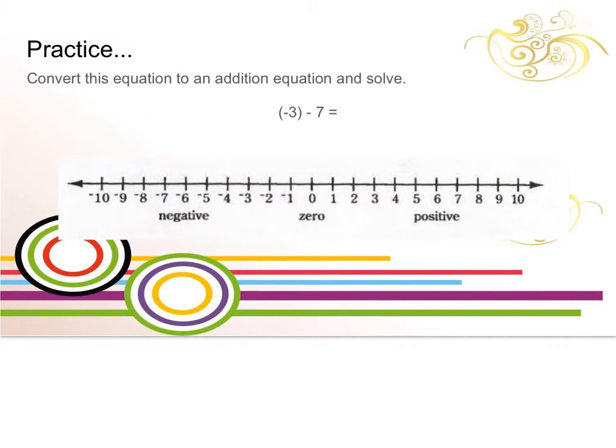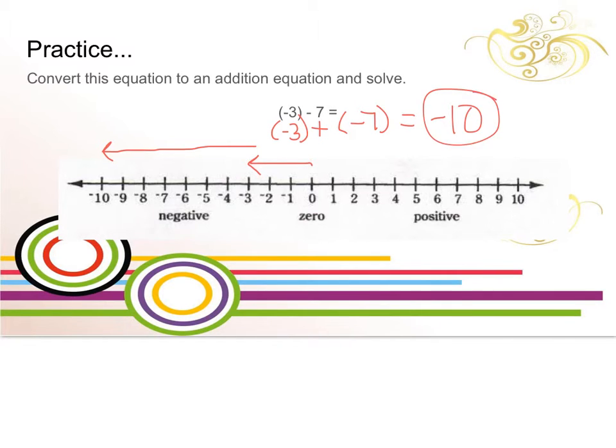Our third example is negative 3 minus 7. I would keep my first integer the same, change to addition, and instead of a positive 7, it would be a negative 7. I would start on 0, move back 3 to represent my negative 3, move back 7 more to represent my negative 7. My answer is negative 10.